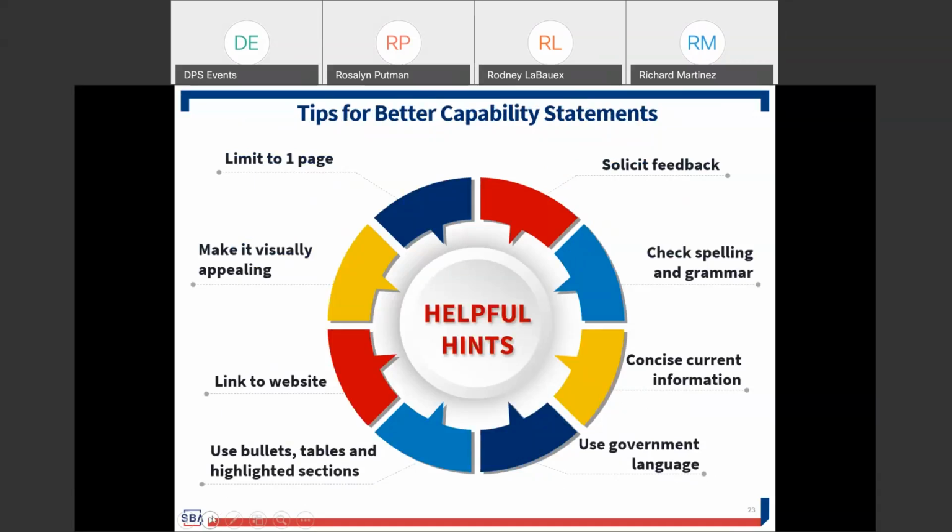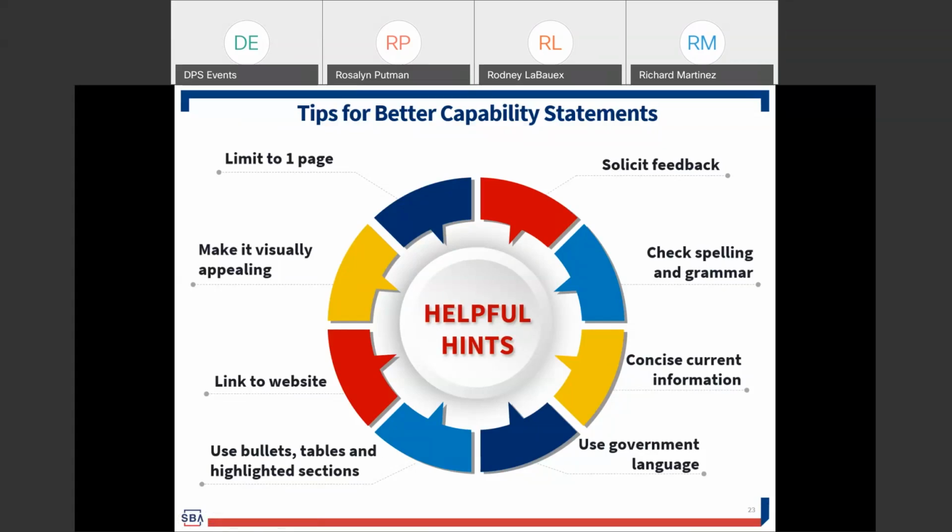So this is kind of a picture, if you will, of tips for building a better capability statement. Make it visual and appealing. When you look at this, it's like you go, wow. Have your link attached to it. Use bullets, tables, and highlighted sections. Solicit feedback. Make sure you check your grammar and spelling. Make sure everything is good with that. Concise, current information.